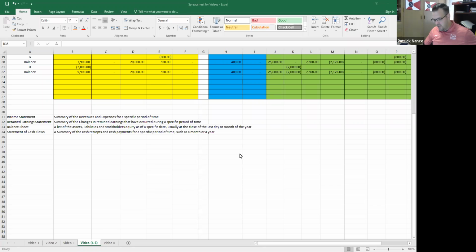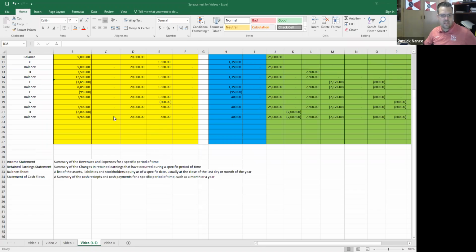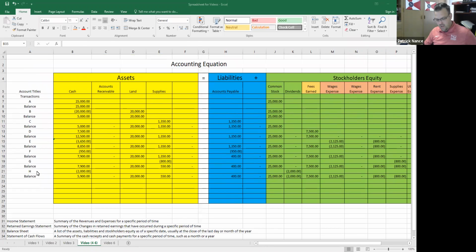Okay, so now we've looked at the accounting equation. We've gone through and recorded several transactions, transaction A through H here. And so now we can look at creating a set of financial statements.